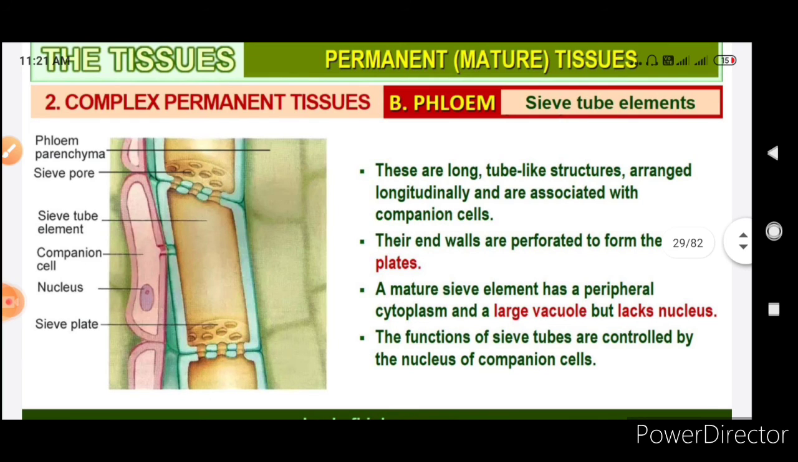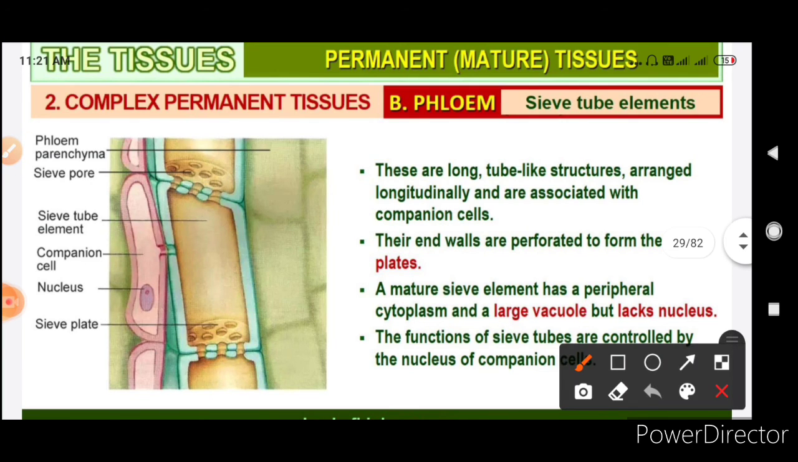These are long tube-like structures arranged longitudinally and are associated with companion cells. Their end walls are perforated to form the sieve plates. A mature sieve element has a peripheral cytoplasm and a large vacuole but lacks a nucleus, and the function of the sieve tubes is controlled by the nucleus of the companion cell.